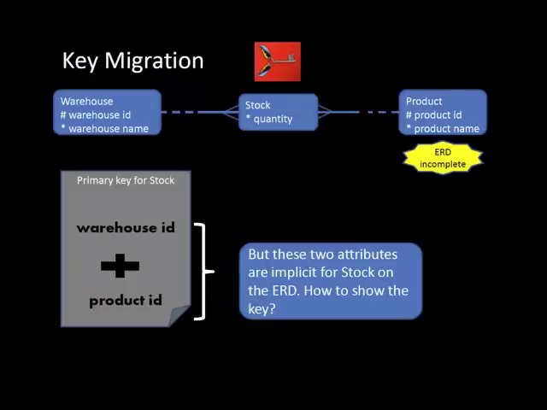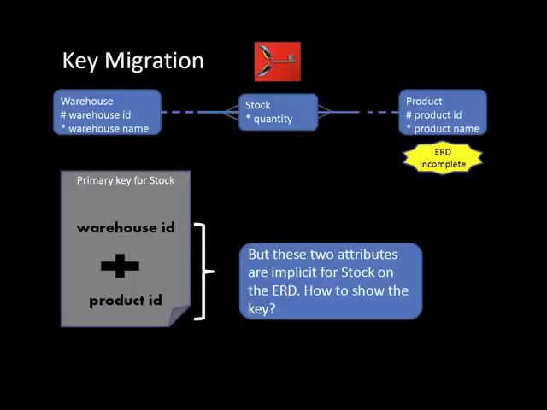Right? So we've seen this. But the point is, there's a small bind here, right? We're saying these two attributes are implicit for stock on the ERD. Now, how do we show that the primary key for stock is warehouse ID, product ID? What is the notation we use for a primary key in this course?